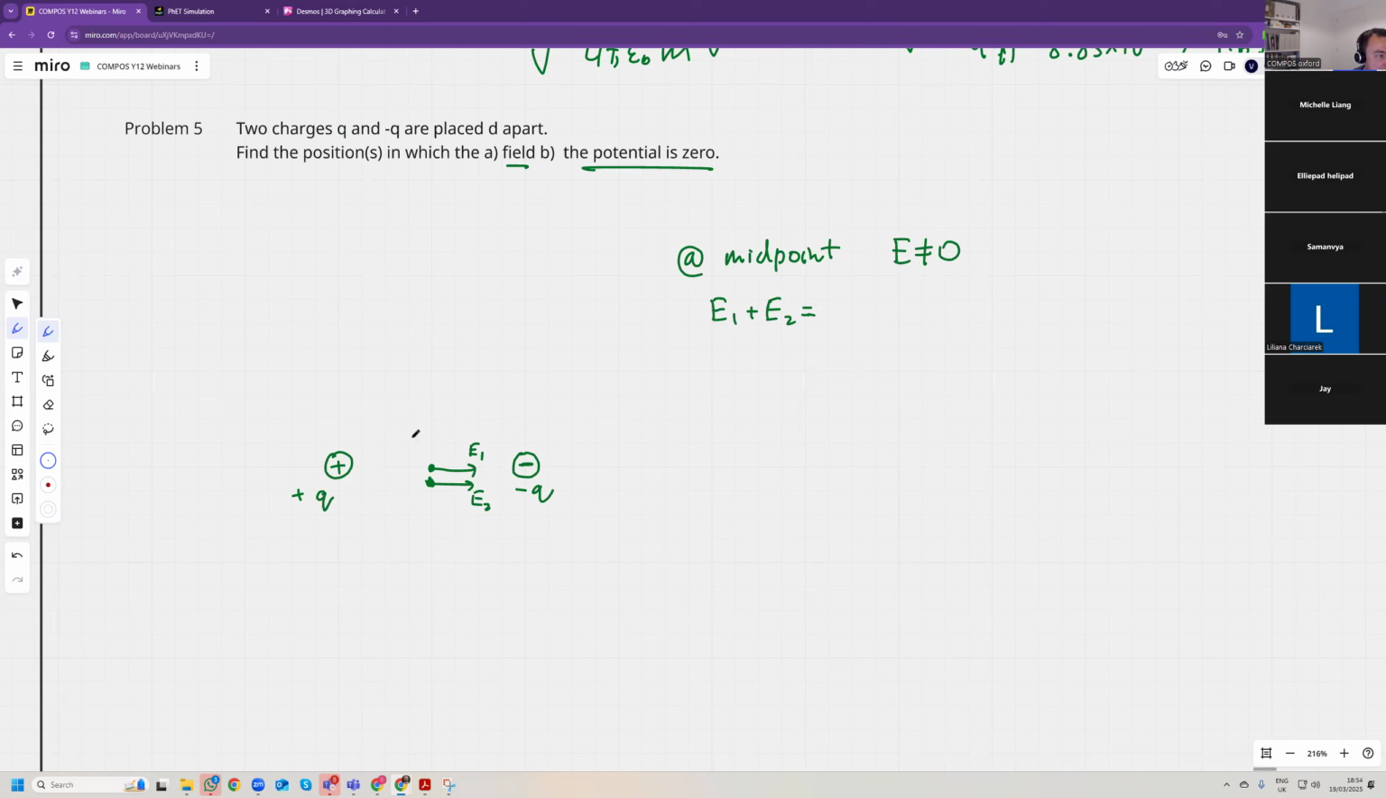If this is d apart, so that's the distance d. So that is q divided by 4 pi epsilon naught (d over 2) squared times 2. So 4, that's 8, 2. So 2q over pi epsilon naught d squared.